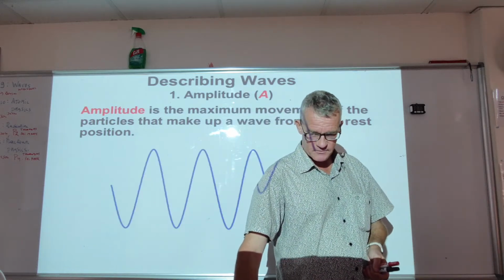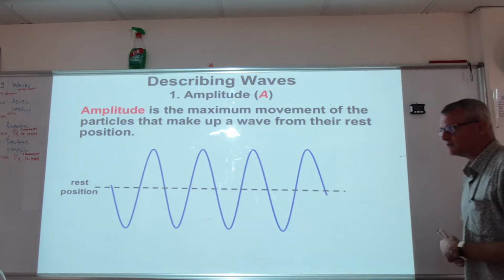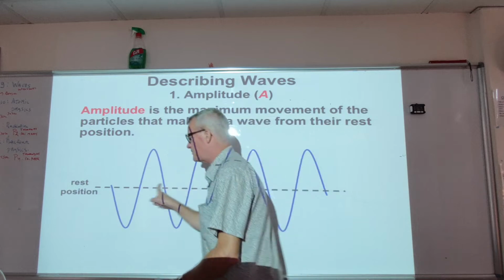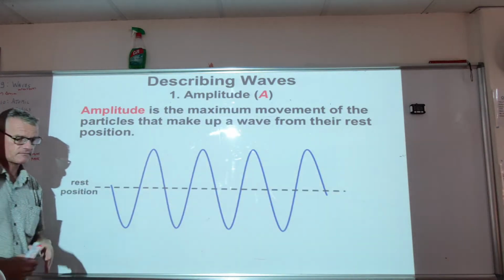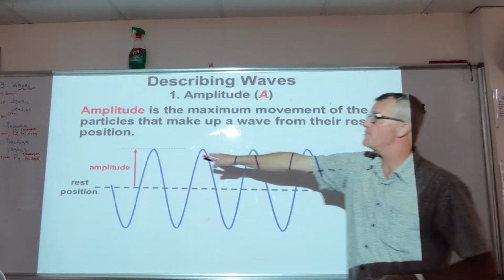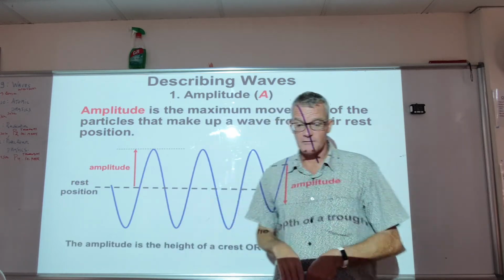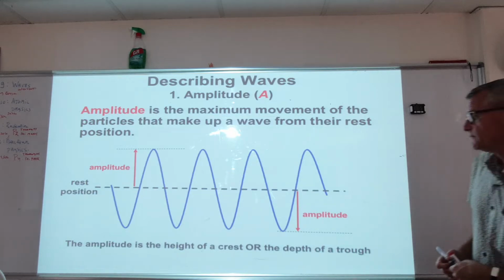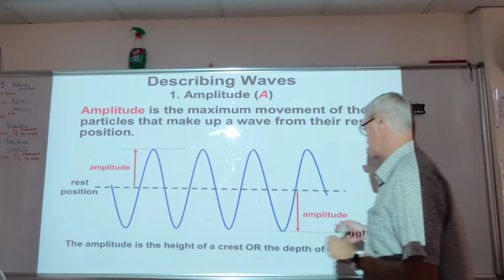And let's look at the wave. You might have seen this already. So we can actually see where the amplitude is. Important to note that this is the rest position, okay? And then you could describe the amplitude from the rest to the top, or from the rest to the bottom. The amplitude is the height of a crest, or the depth of a trough.